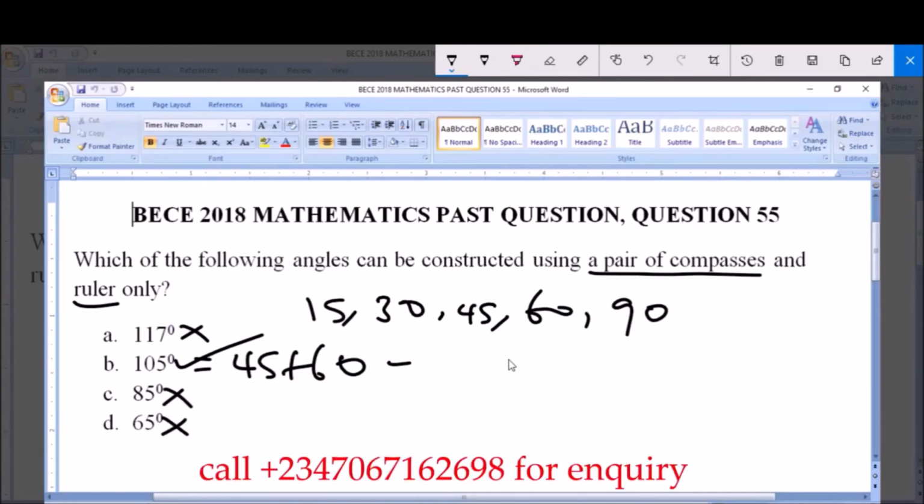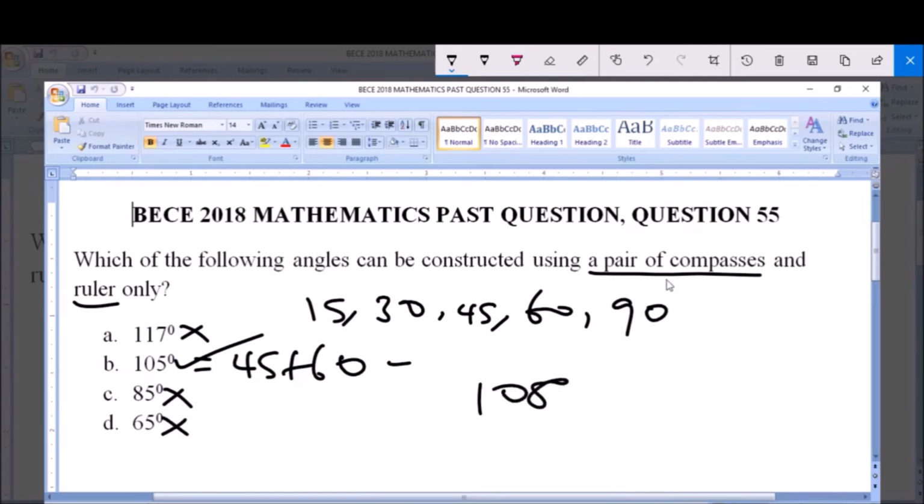Now from this you see that angle 105 degrees can be constructed with a pair of compasses and ruler. This is because it can be gotten from adding the basic angles, which are 45 and 60. Now after constructing your 60 degrees with a pair of compasses and a ruler, then you construct your angle 45 degrees. Summing up these angles will give you 105 degrees. So B is the correct answer.